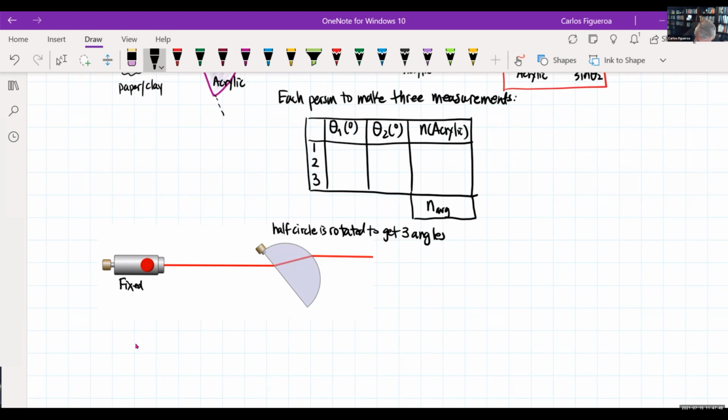Now that we have that, let's do the setup here. So the setup goes like this. The first thing that you want to do is draw the boundary line of the half circle.